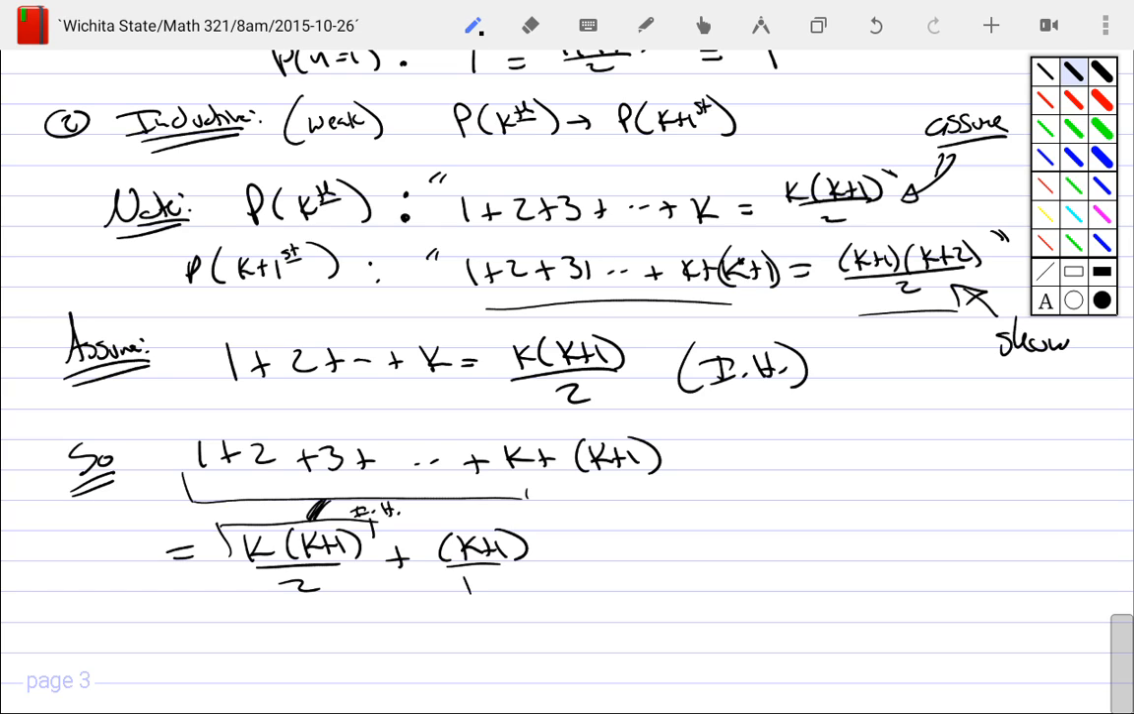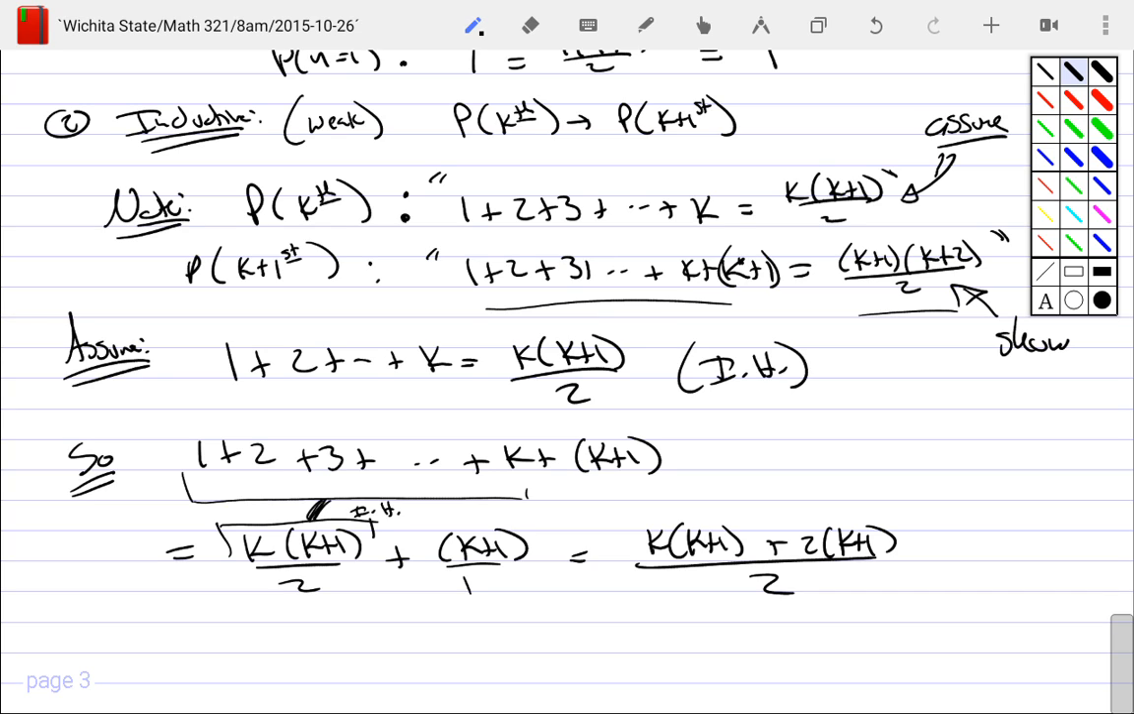How many fractions do I currently have? 2. How many fractions are up there? 1. So how do we put those fractions together? Like base and atom, right? So this is actually equal to k times k plus 1 plus 2 times k plus 1 all over 2. Or the bottom's the same?